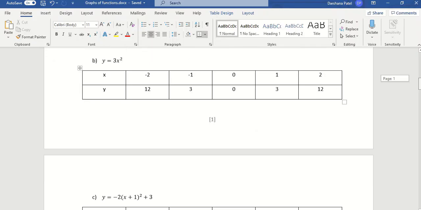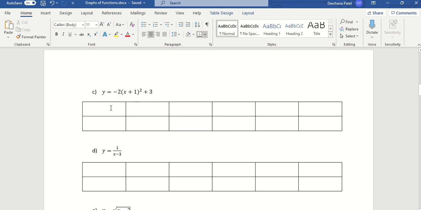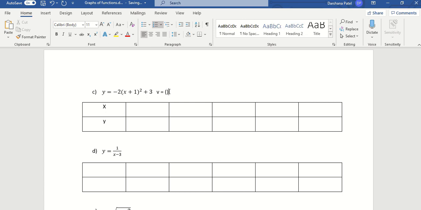The next one then we have is y equals negative 2 times (x plus 1) squared plus 3. So what we'll do for x values here, again it's crucial what we pick for x values. Because this is a parabola with vertex being negative 1, 3, my middle point here can be x equals negative 1, y equals 3. Then I'll pick two more values to the right of negative 1, which will be 0 and 1. And I will pick two more values to the left of negative 1, which will be negative 2 and negative 3.